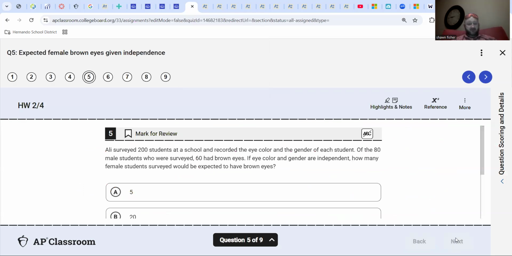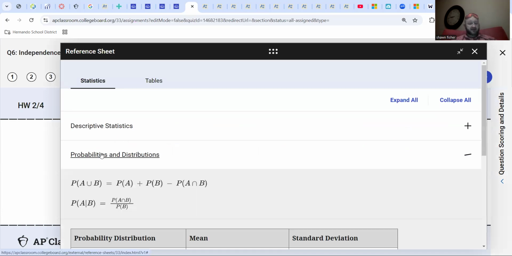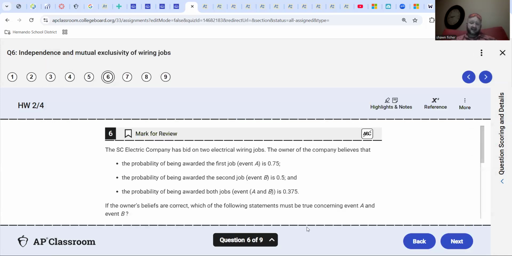Number 6, we've done before. And again, if you need the reference sheet, it's right there. Probabilities and distribution, it's this part right here. This one right here: probability of A given B. That's the same thing as the probability of A and B divided by the probability of B. That's how you can tell if they're independent or not. Do those things equal out?